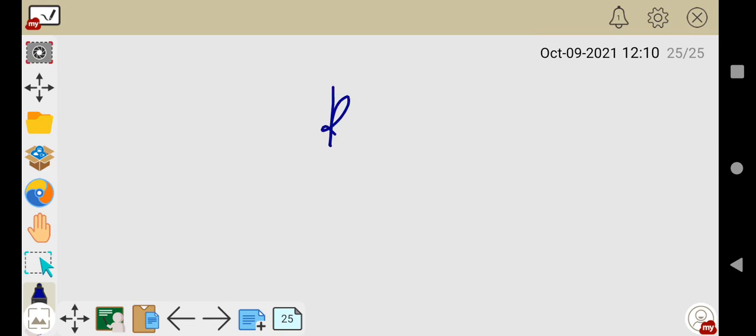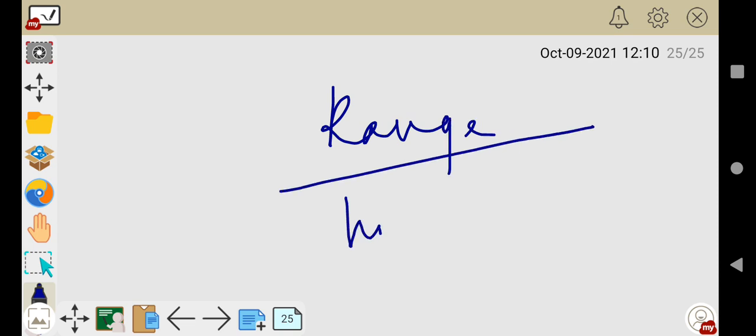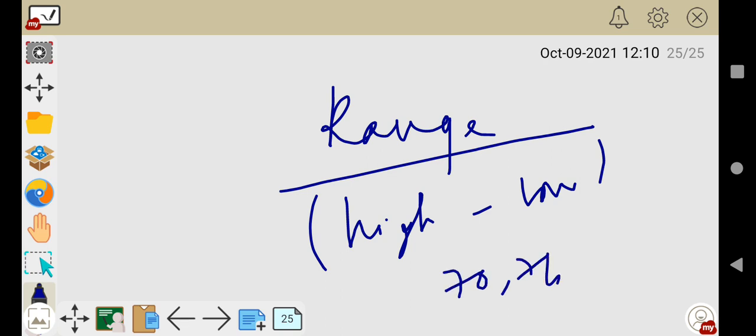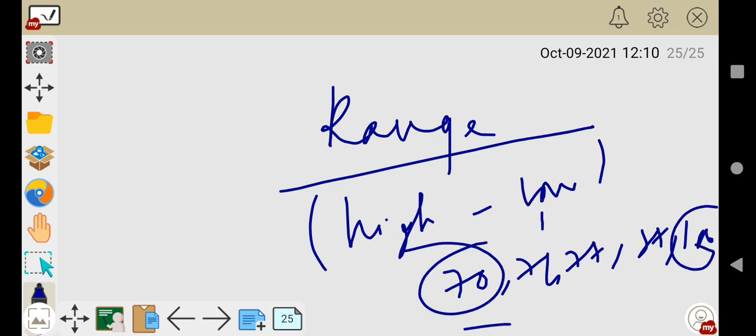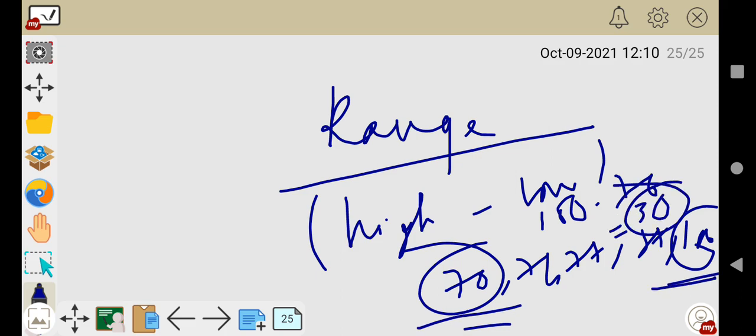Then there came what is range. So range is highest value minus lowest value, right? High minus low value. Like we may say there are a few numbers, 70, 71, 75, 85 and 100. So what is range? 100 minus 70. So range is 30. Okay? 100 is the high value, 70 is the low value. Correct?